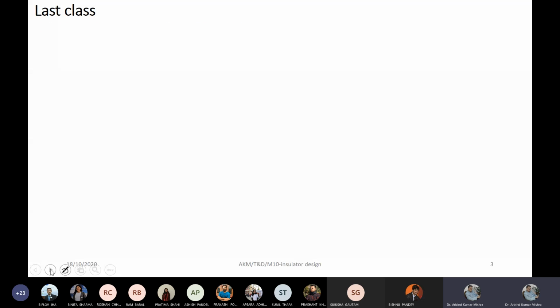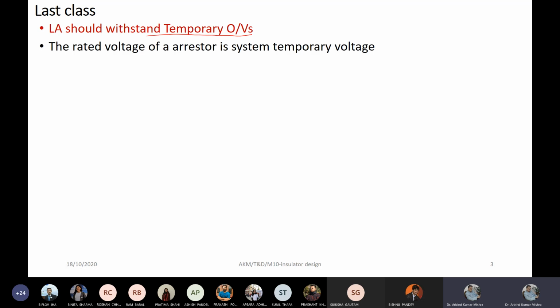So that means we also discussed that the lightning arrestor should withstand the temporary overvoltage. That's why the rating of the lightning arrestor itself is the temporary overvoltage rating. For example, for an 11 kV system in Nepal, throughout the Nepal Electricity Authority and other independent power producers and companies, they use a 10 kilovolt lightning arrestor for 11 kV.